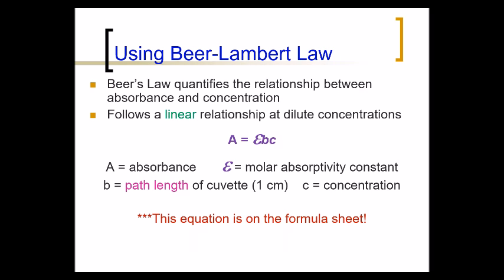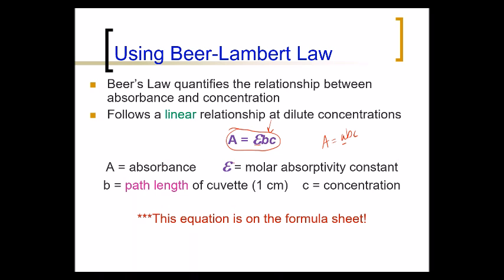Now, Beer's law quantifies the relationship between absorbance and concentration. It follows a linear relationship when you have dilute concentrations. Like I said, if you get too concentrated, it's not going to work. But this is the formula right here: A equals EBC. This is how it looks on your formula sheet. Sometimes on the internet, you might see it written as ABC, where A is the same thing as this E, the molar absorptivity constant. So if you Google around, you might see it written this way. This is how they write it on the AP exam.